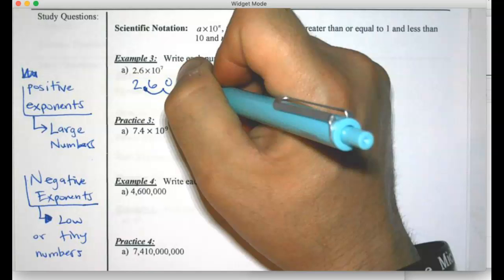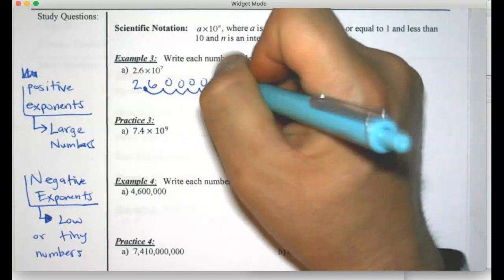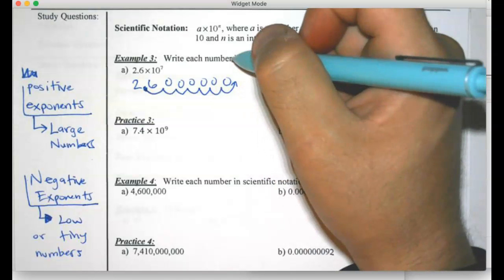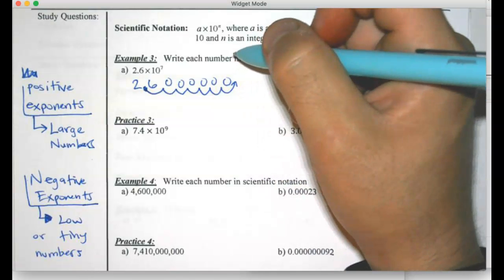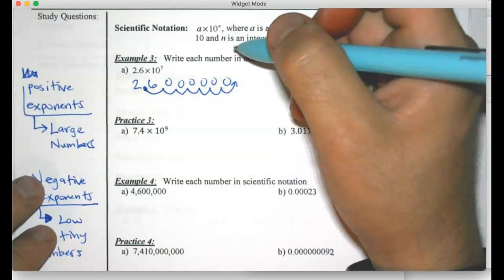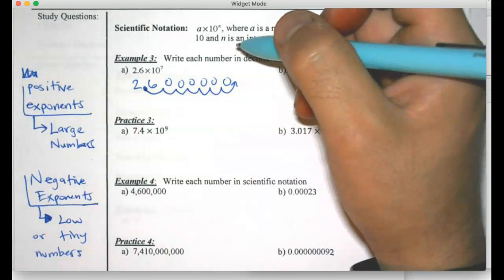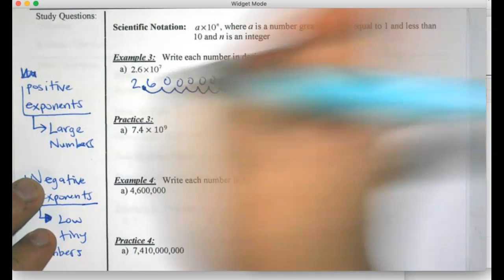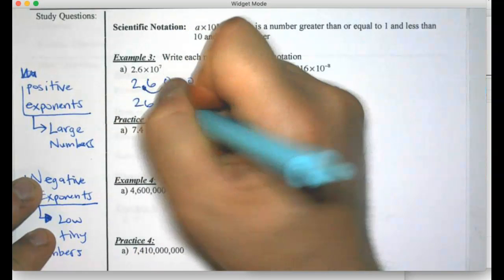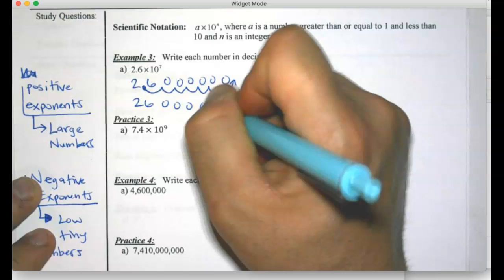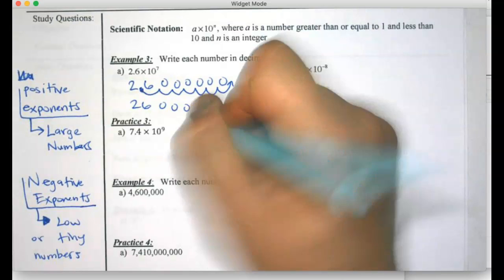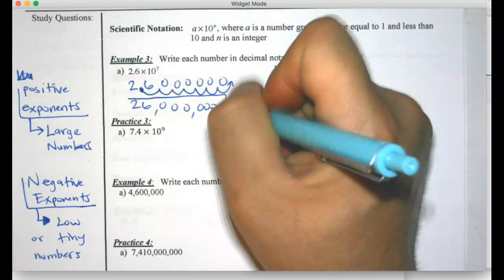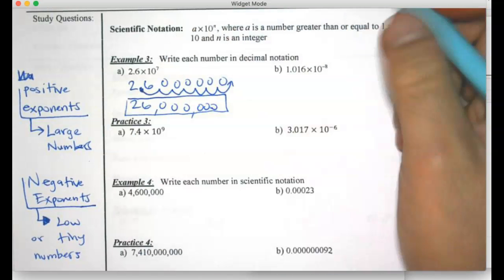All these empty spots, just think of them as nothing, right? There's nothing in those spots, and the number that has nothing as its value is 0. So fill in nothing with nothing, aka 0, and we have 26,000,000. Just count backwards here to put commas. So 2.6 times 10 to the 7th is 26 million.